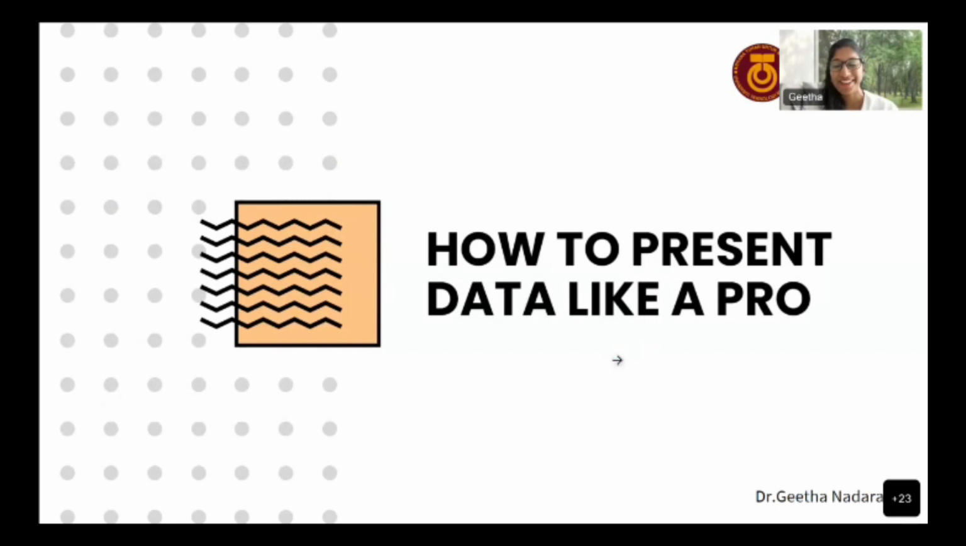So I've tried to brainstorm around this topic. What I think I want to deliver as a message in this session, in terms of how you present data like a pro, is that two keywords came into my mind. The first is data visualization. And the second keyword is data storytelling. Now, simplicity is always the way to go in any form of communication, especially when you're communicating data, right?